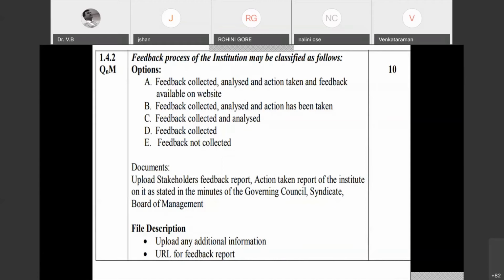And the next question is the feedback process of the institution. What are you doing with that feedback? Whether you are not at all collecting the feedback, or you are just collecting the feedback but not doing anything, or you are collecting it, analyzing it, and taking action on that, and whether you have to put this on your website. So depending on that, you will be answering either A, B, C, D, or E.